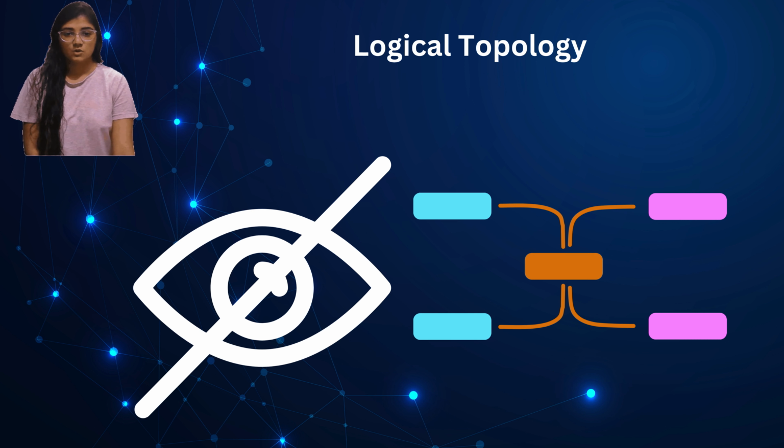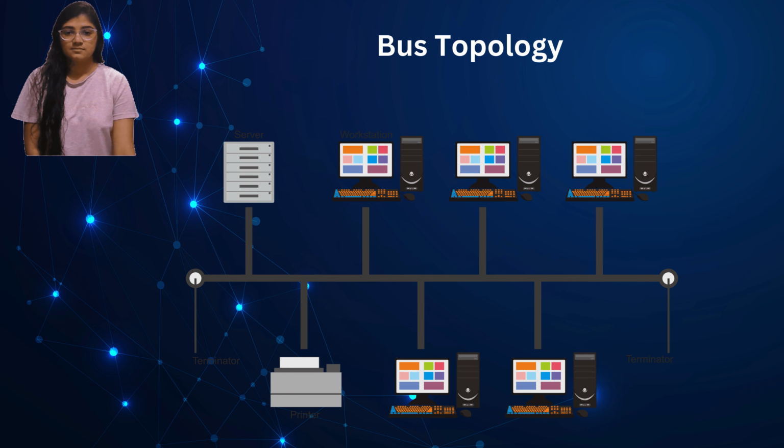Logical topology. This refers to how data actually flows through the network. Regardless of the physical connection, it can be different from the physical topology. Here are four main types. First, bus topology.